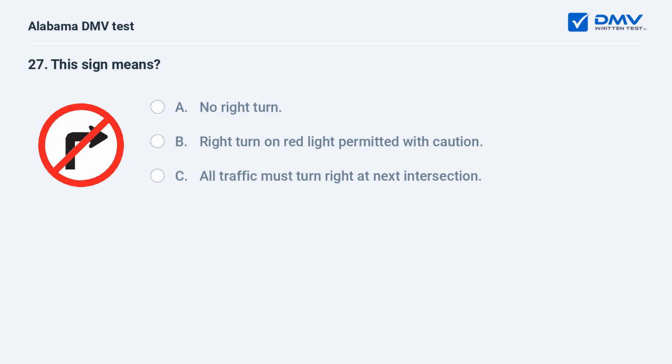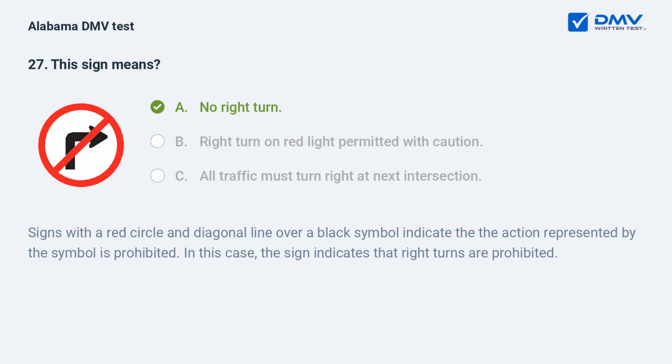This sign means A. No right turn, B. Right turn on red light permitted with caution, C. All traffic must turn right at next intersection. A. No right turn. Signs with a red circle and diagonal line over a black symbol indicate that the action represented by the symbol is prohibited. In this case, the sign indicates that right turns are prohibited.